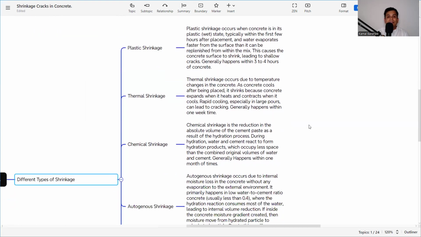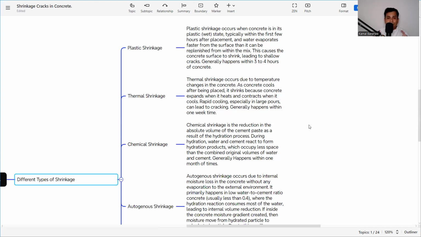Then what is created is thermal shrinkage. What is thermal shrinkage? Thermal shrinkage occurs due to temperature changes in the concrete. As concrete cools after being placed, it shrinks, because concrete expands when it heats and contracts when it cools. So rapid cooling, especially in large pours, can lead to cracking. It generally happens over a week.